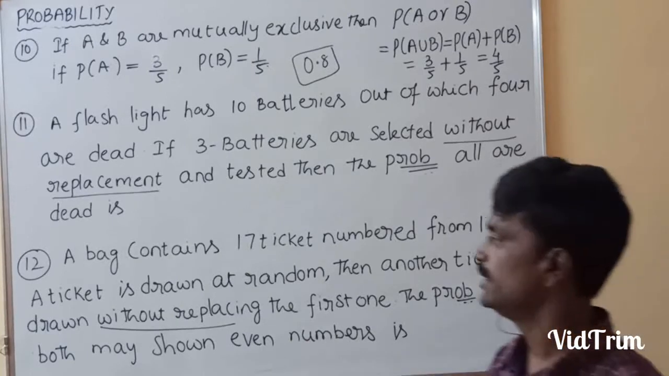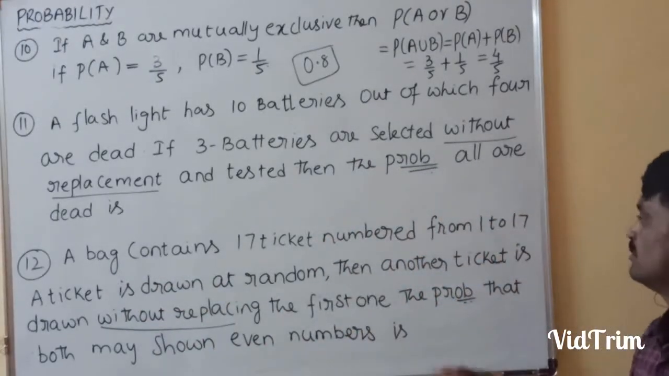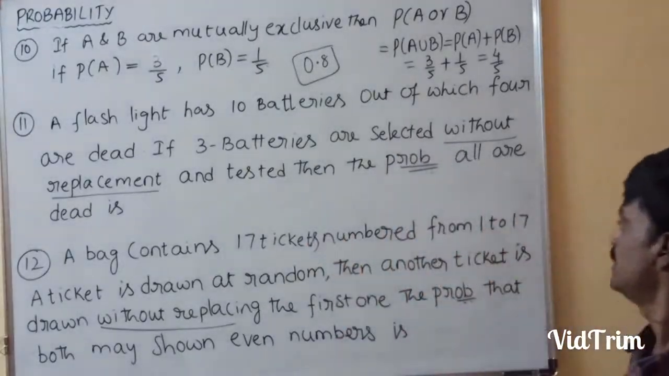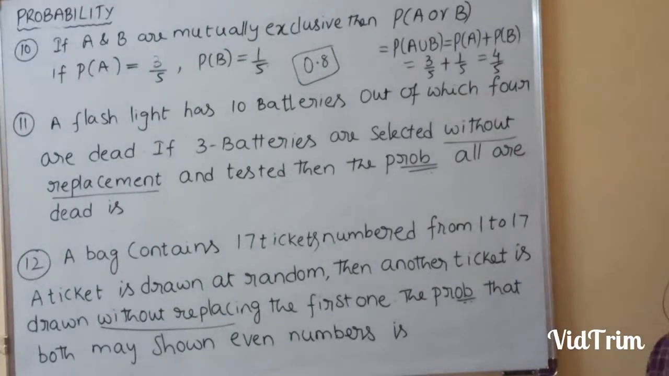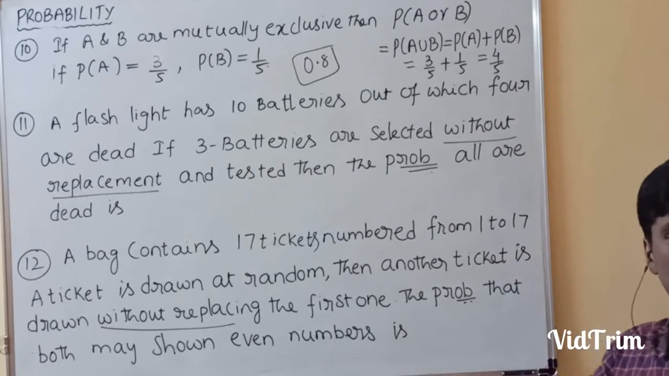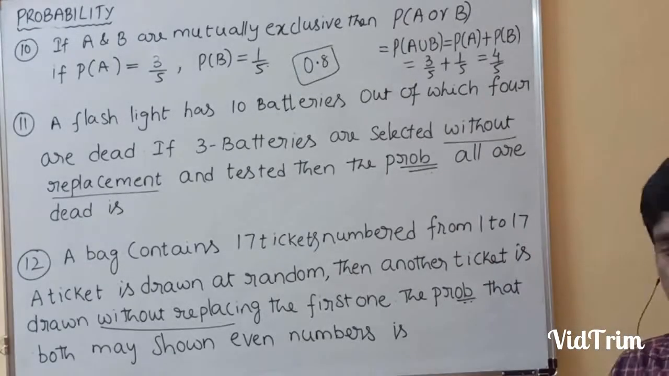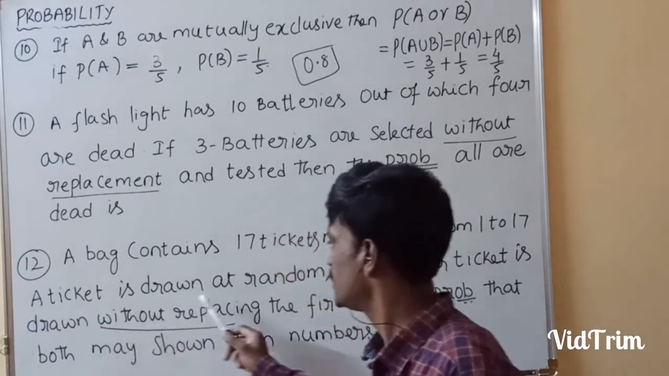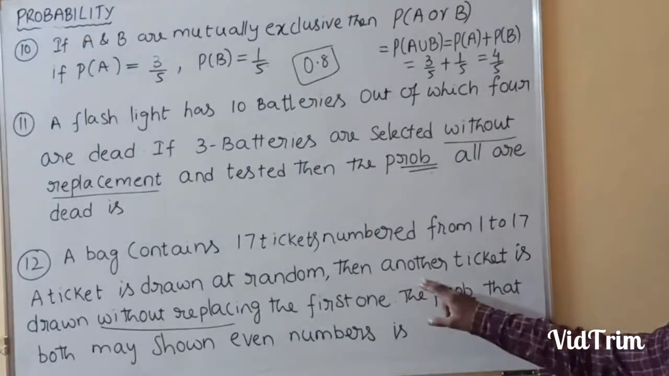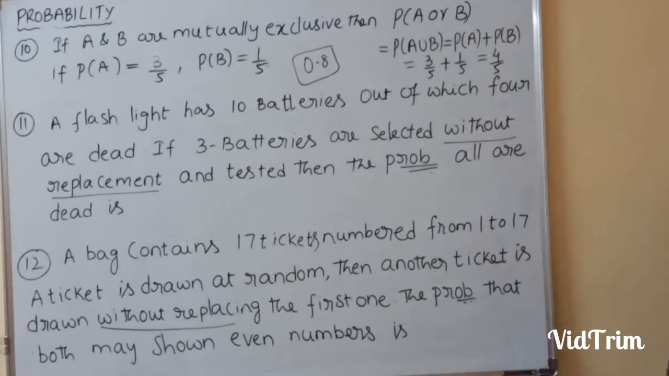A bag contains 17 tickets numbered from 1 to 17. That means the number on the first ticket is 1, the number on the second ticket is 2, like that. The number on the 17th ticket is 17. Next, a ticket is drawn at random. A ticket is picked at random. Then another ticket is drawn without replacing the first one.